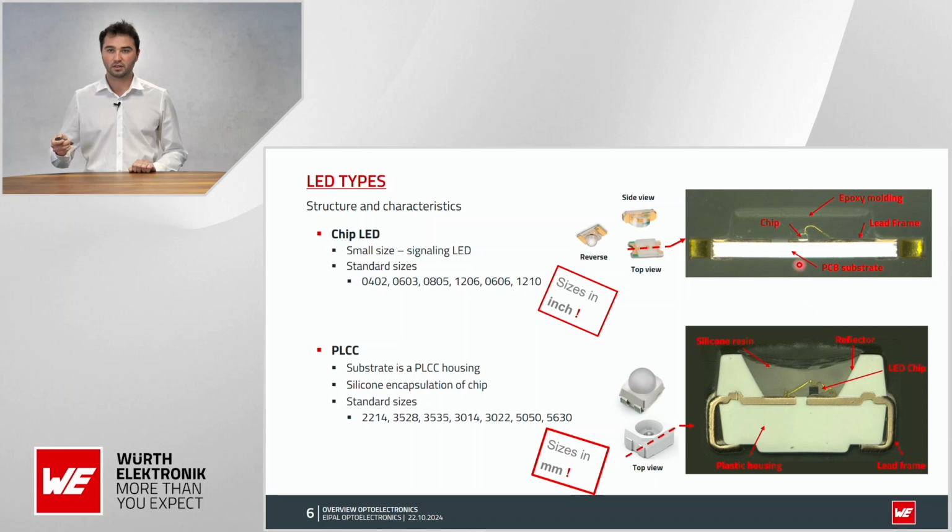Here again is a cross-section of a chip LED. What you see is a chip in the middle. This is where the light is made. Then there's some wire, which is to connect it. And the chip is on some lead frame, which you can solder on the PCB. And it has some substrate. In this case, this is a PCB substrate, or for the PLCC, this is some type of plastic. And you have some cover of the chip, some silicone or epoxy, which is protecting the chip itself from external influences.